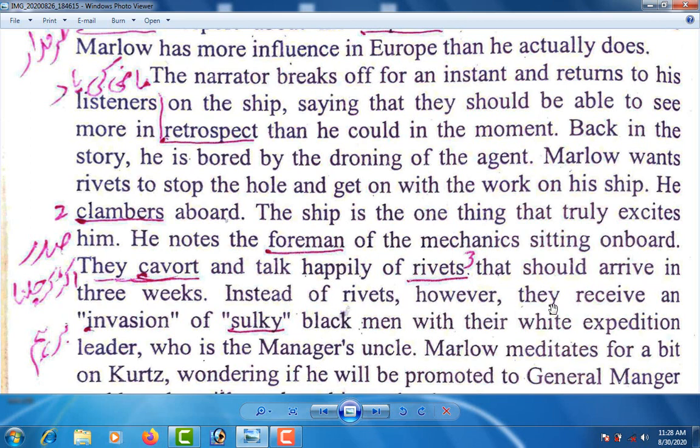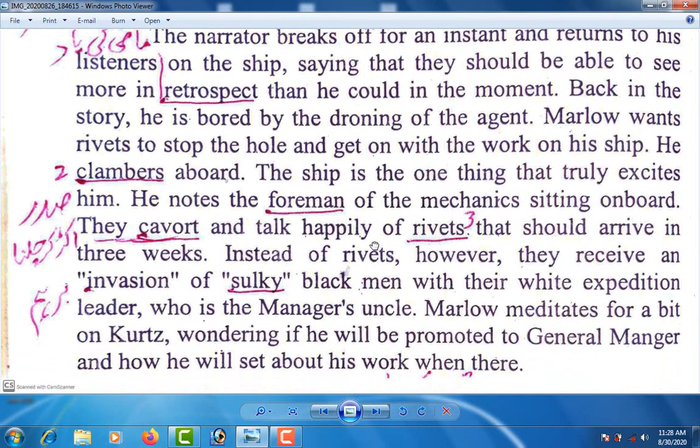Instead of rivets, however, they receive an invasion of sulky black men with a white expedition leader who is the manager's uncle. Marlow meditates for a bit on Kurtz, wondering if he will be promoted to general manager and how he will set about his work when there.